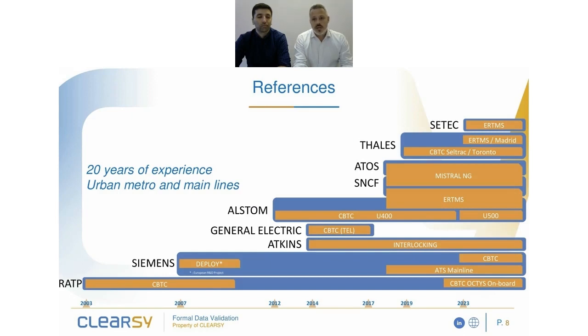So it's been 20 years now that ClearC has been doing formal data validation. We started with the ERTMS, who initiated the movement in 2003. And with them, we designed the first formal data validation tool. After that, other industrials started to use this powerful technique. I'm thinking in particular of Alstom in 2012, which was the first project to validate the data on an industrial scale using formal data validation techniques.